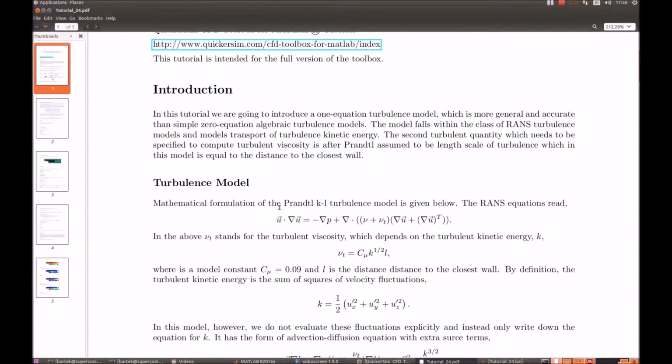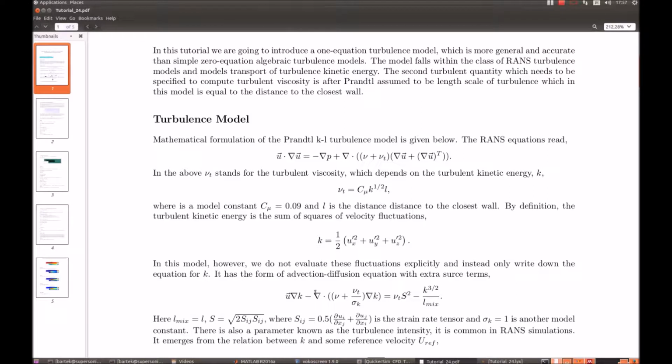This model belongs to the family of the so-called one equation turbulence models, because there is extra turbulent quantity that's called turbulent kinetic energy, and it is being advected by the velocity field here, and it also undergoes some diffusion, and there are extra source terms. So this is an additional equation that is being solved in the solver.